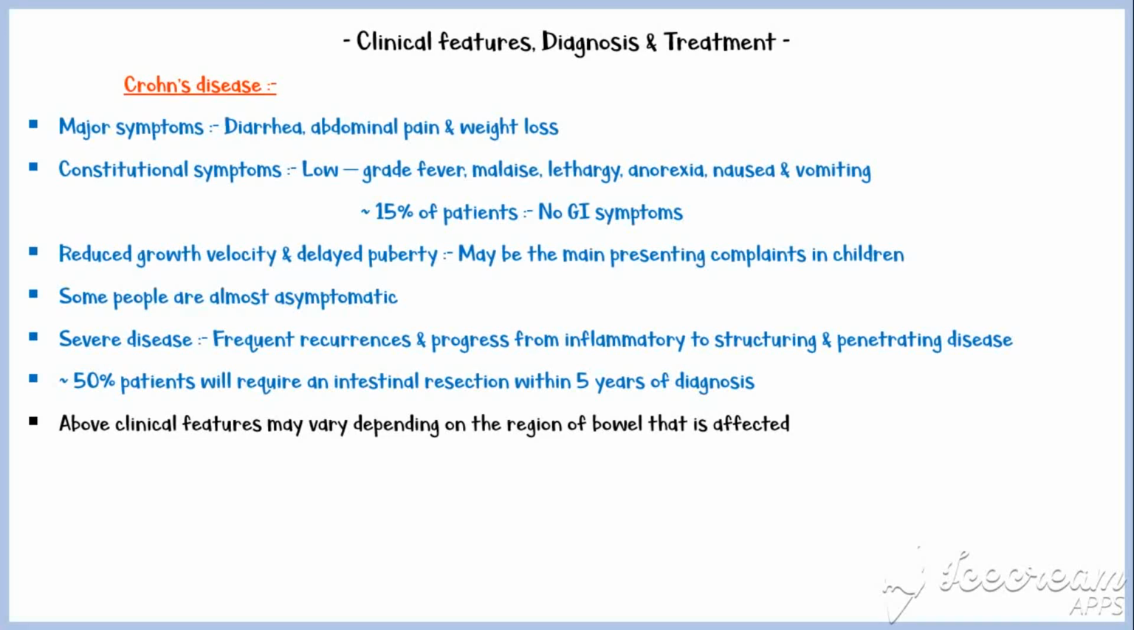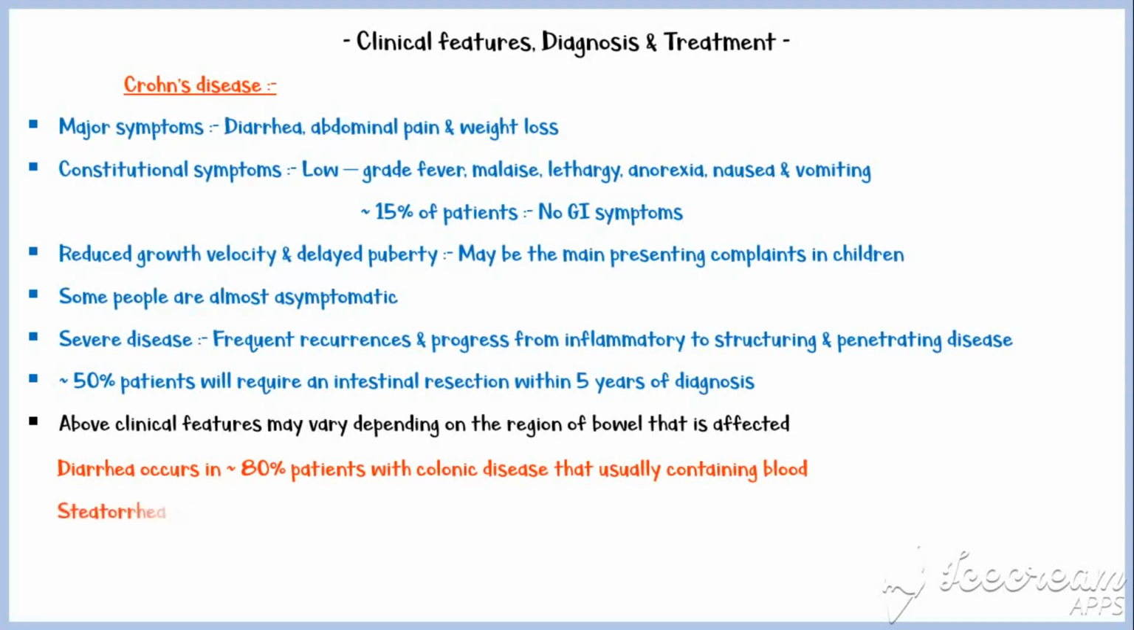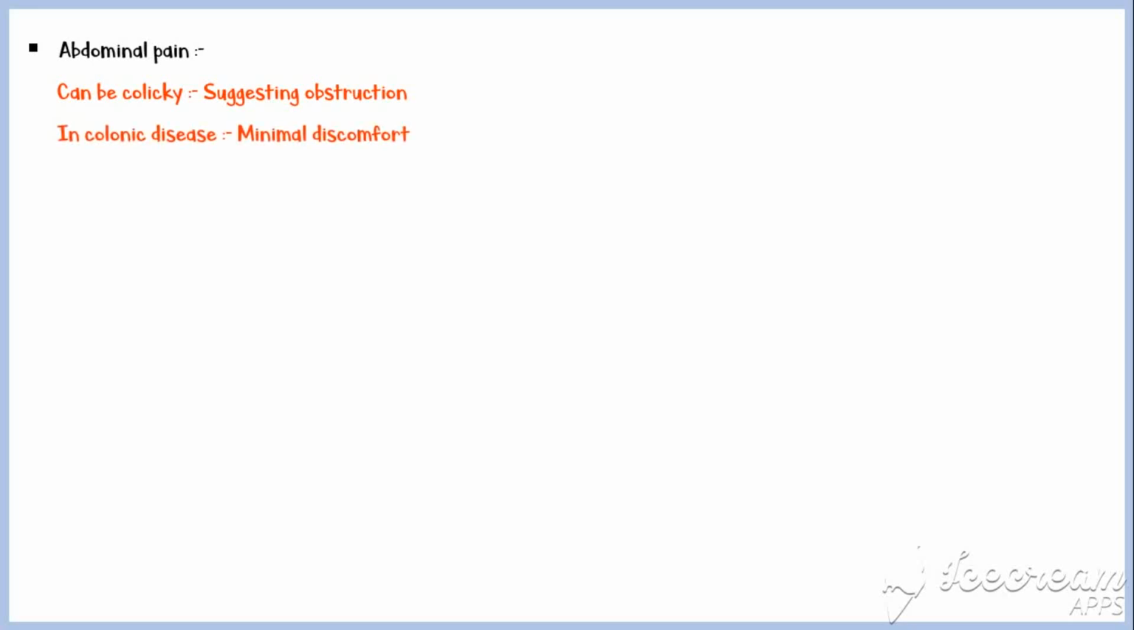affected. For example, diarrhea occurs in about 80% of patients with colonic disease, usually containing blood. And steatorrhea occurs in small intestinal disease. Abdominal pain can be colicky, suggesting obstruction, and it usually has no special characteristics. And sometimes in colonic disease, only minimal discomfort may be present.